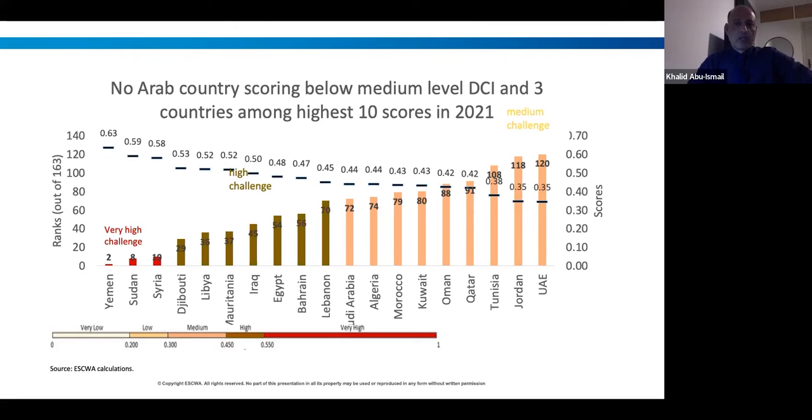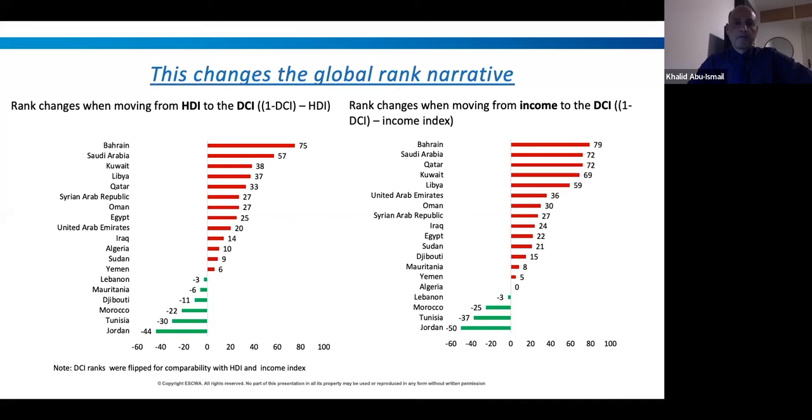So this is remarkably different than the HDI narrative. When you bring in these quality of human development, sustainability, and governance aspects, the story changes dramatically. And in fact, 3 of the countries with the highest level of challenges worldwide are from the Arab region: Yemen, Sudan, and Syria. And to demonstrate how much the narrative changes, just look at the rank differences between the HDI and the DCI. Similar to the income and the DCI, most of the countries in the region lose ranks, and significantly so in the case of oil-rich countries. But interestingly, some countries gain ranks, 3 countries specifically: Morocco, Tunisia, and Jordan.